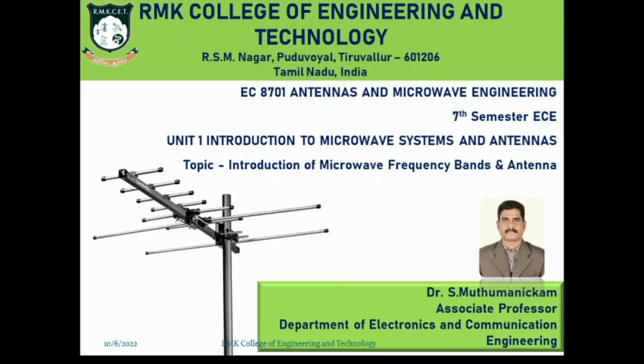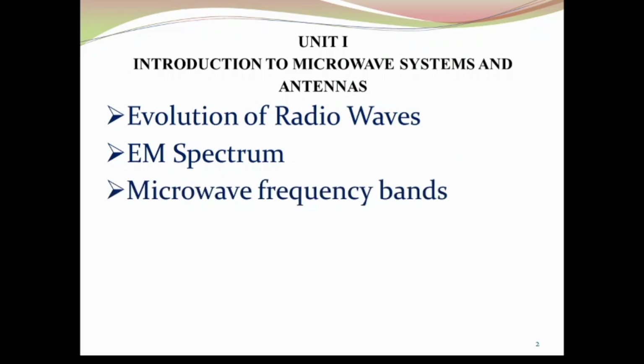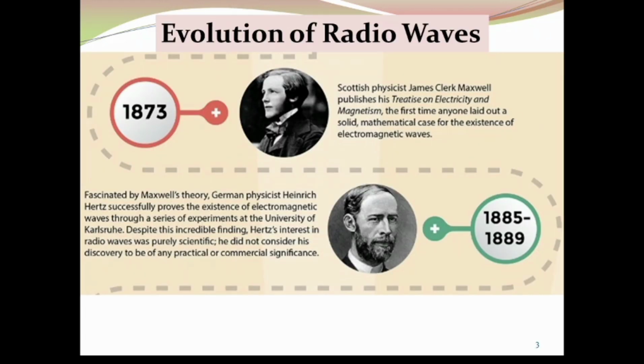In this chapter we will discuss the basic classifications of microwave frequency and what an antenna is and its needs. So these are today's contents. First is the evolution of radio waves and the electromagnetic spectrum, then microwave frequency bands, what is an antenna, and why antennas, that is, the need for antennas, right? And first we will discuss the evolution of radio waves.